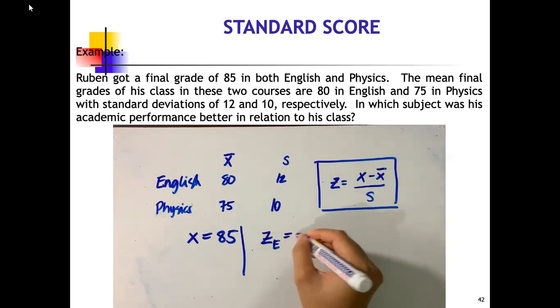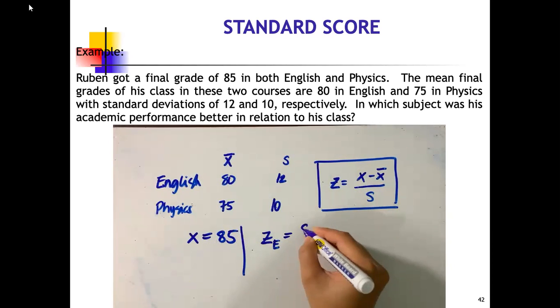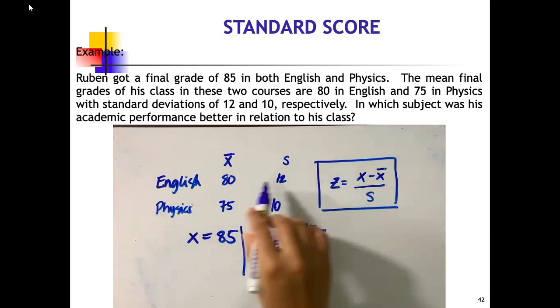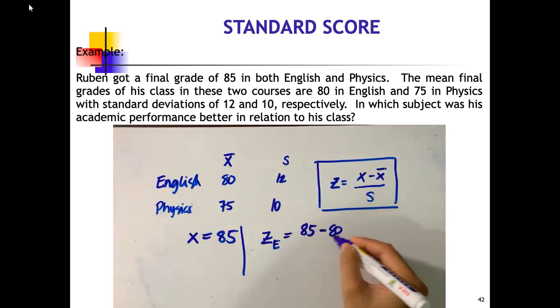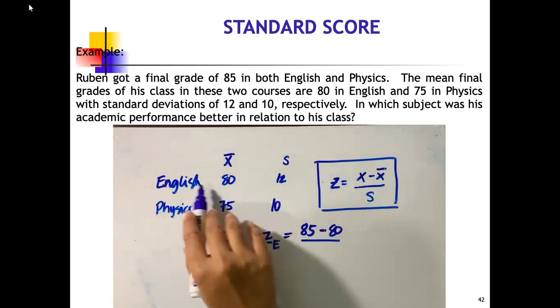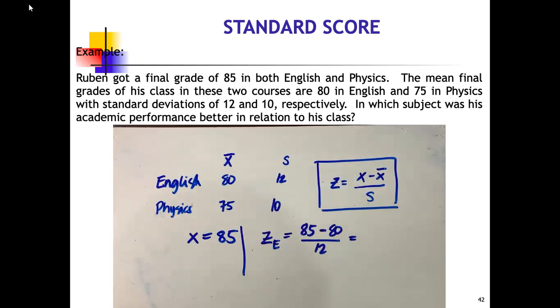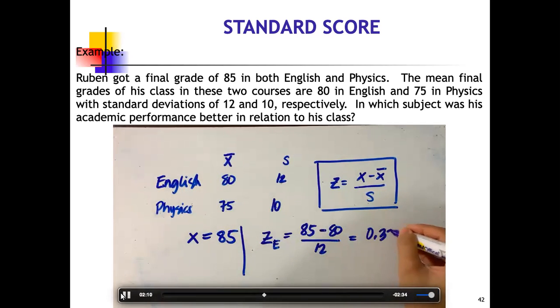And using our formula, x, our raw score in this case, is 85. We subtract the mean score, which is 80, and we divide it by our standard deviation, which in his English class is equal to 12. So we will have 85 minus 80, and then we divide that by 12. What we will get is 0.33.